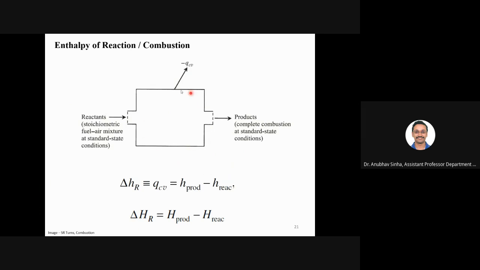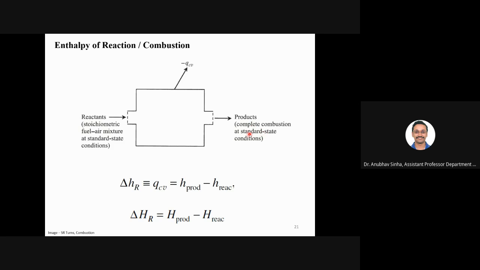So we say that there is, let us say, an open system. There is a flow of stoichiometric fuel-air mixture going inside, it is burning inside, and then products are coming out. Okay, and there is some heat loss. So how come I am talking about heat loss? Because I am saying that products are at standard state conditions. So I will say that the reactants are initially at standard state, let us say 300 Kelvin. They did some reaction and they come out at 300 Kelvin.